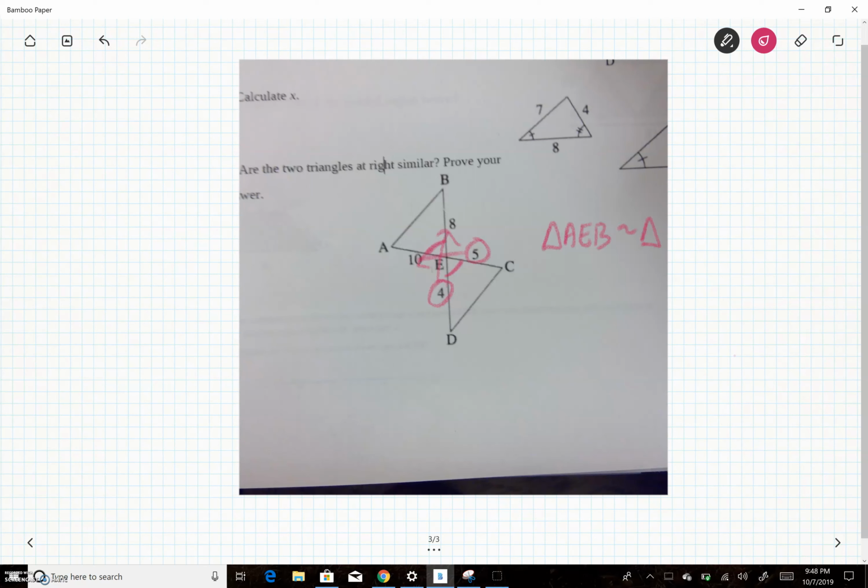is similar to triangle. So from A to E was the 10. So I need to go from C to E, because that's the 5, and 5 times 2 is 10. Those two are corresponding to each other. CED, and ED is 4, and EB was 8, and AE was 10, and CE was 5. So we had 5 times 2 was 10, remember, and 4 times 2 was 8. So don't forget, they have to be written in the correct order. All right, let's do another one.